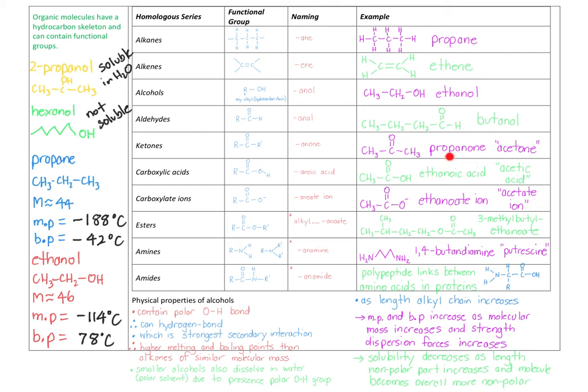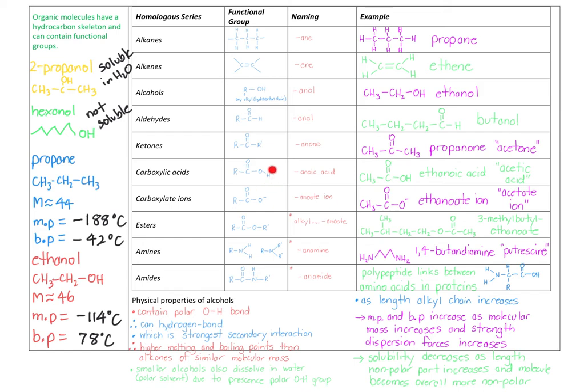Now, propanone is much more commonly known by its common name, which is acetone, which is used for nail polish remover. Next is the carboxylic acids. They contain a carbon double bonded to an oxygen, like an aldehyde, but also an OH group.